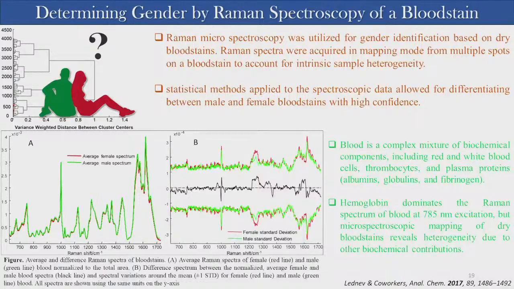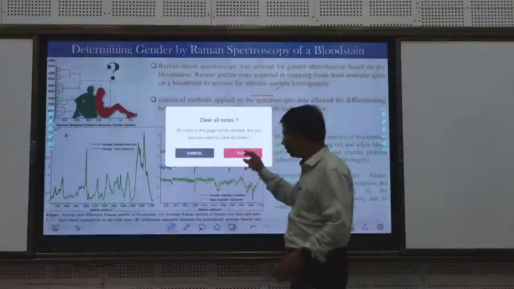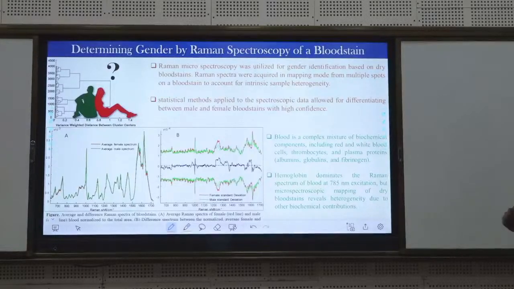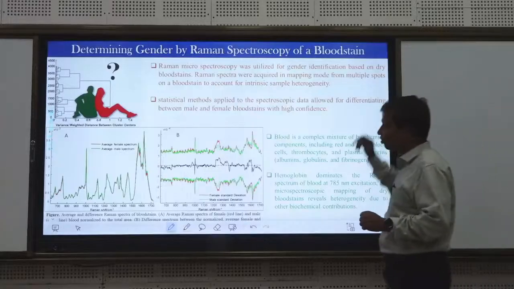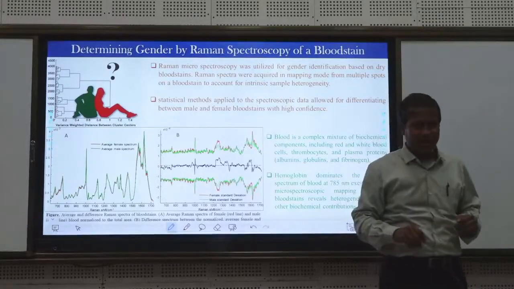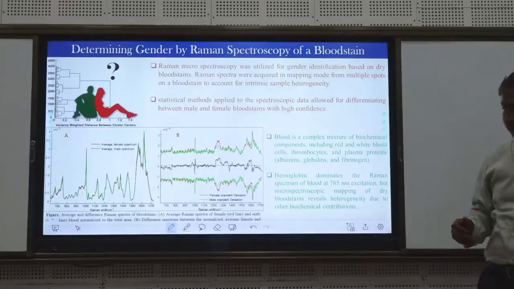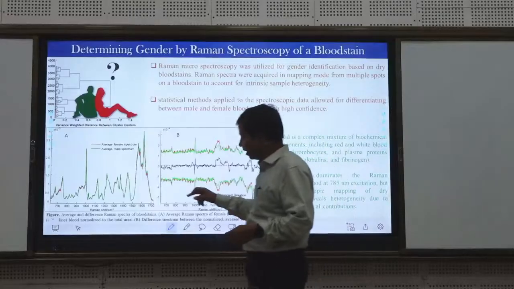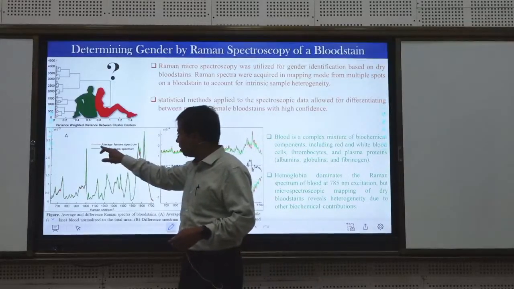So this is a few more different varieties, just to tell how forensic science is helped in various ways. Raman helps forensic science in various ways. With this one, from a blood stain, one can determine whether it is from a female or male. It is not that easy, as you will see.